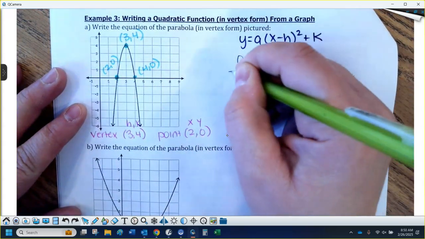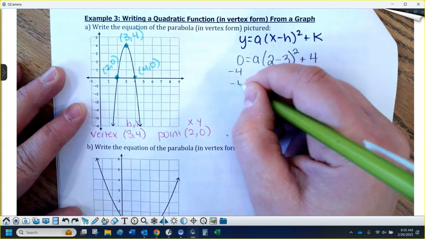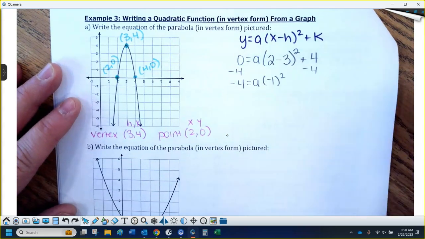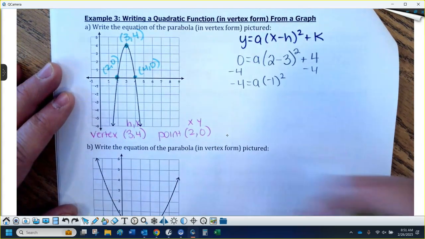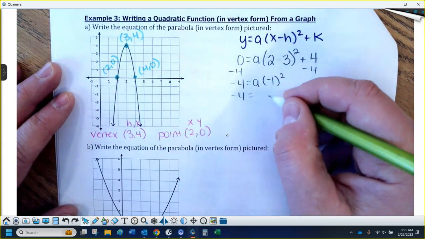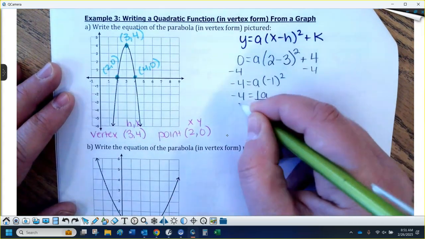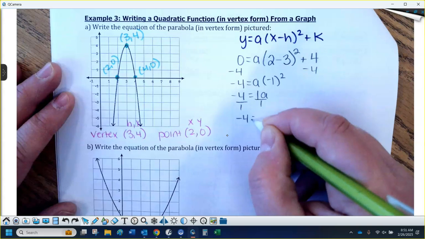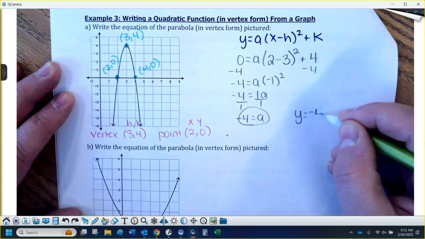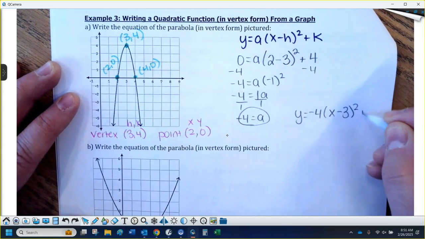I would subtract 4 here real quick. So I'm going to get -4 equals a, and then in that parentheses times -1 squared. So I get -4. -1 squared actually becomes +1. So that would be 1a, divide by 1. -4 is my a value. So this would just be y equals -4 times x minus 3 squared plus 4.